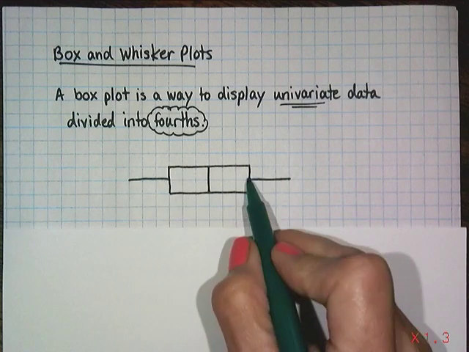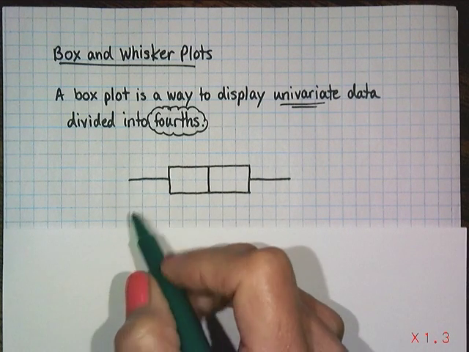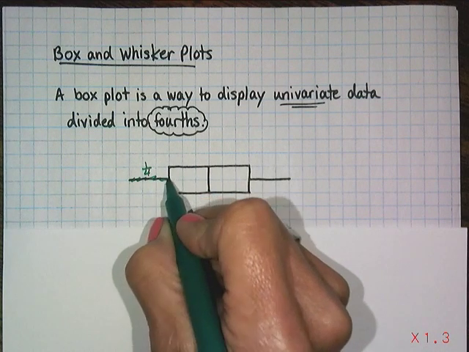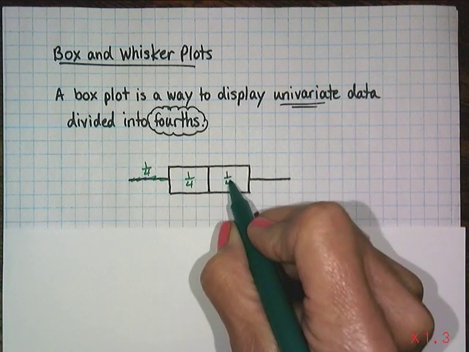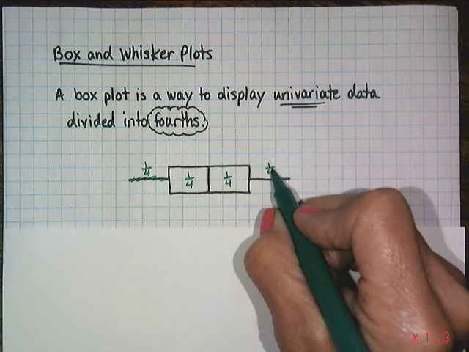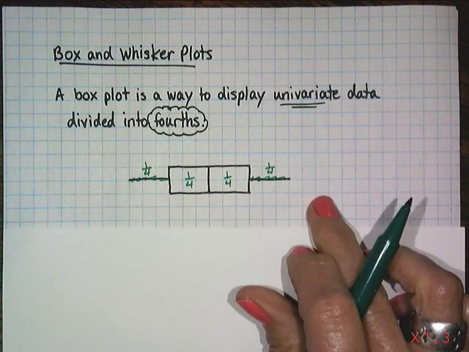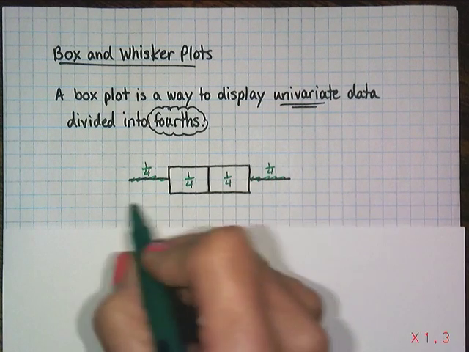I'll show you what I'm talking about. This box and two whiskers would represent all of the data divided into fourths. 1/4 of the data would be in this section right in here, 1/4 of the data would be in that section, 1/4 in this section, and another fourth in this section. Okay, so that represents 4/4, right? All of your data.